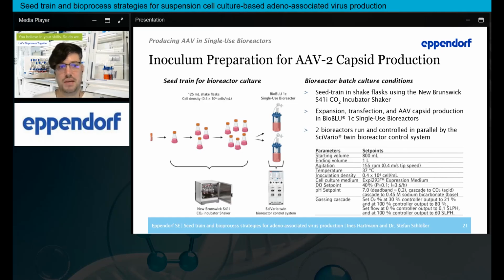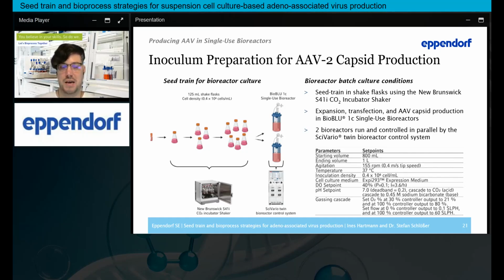Okay, but now let's go back to our application note here. Our application specialist, as said, worked with a traditional seed train where they used shake flasks to grow the inoculum in one of our New Brunswick S41i CO2 incubator shakers. And once the cell density was high enough, it was used to inoculate 2 BioBlue 1C single-use bioreactors. And if you look at the table at the bottom, we have the process parameters, as Ines said already. The final working volume was 1 liter.